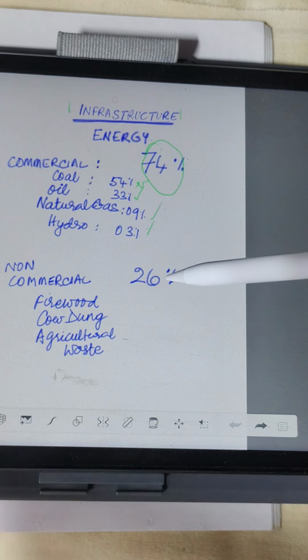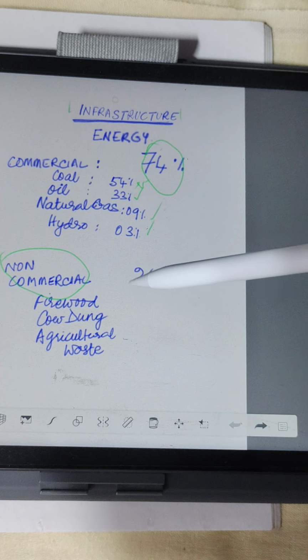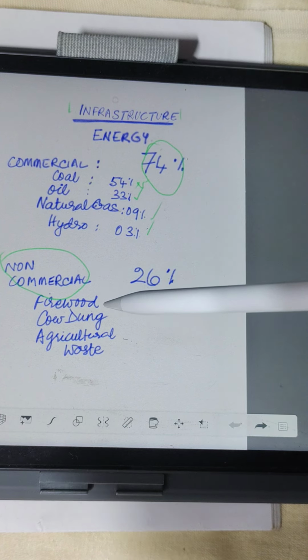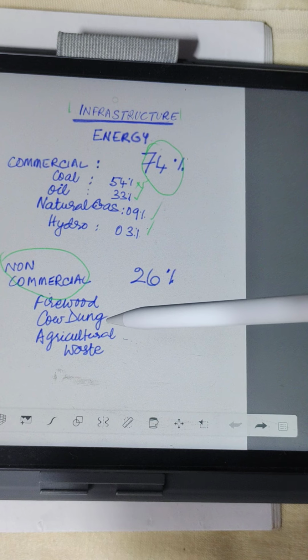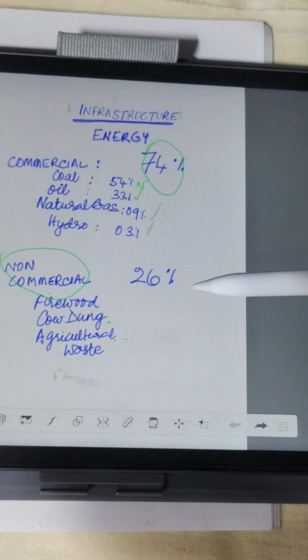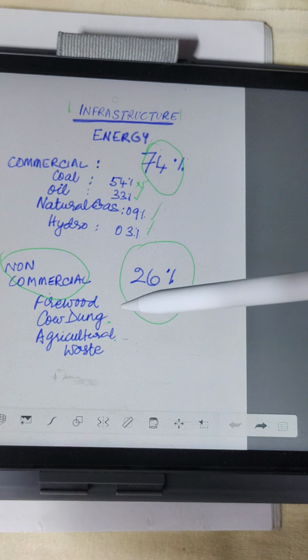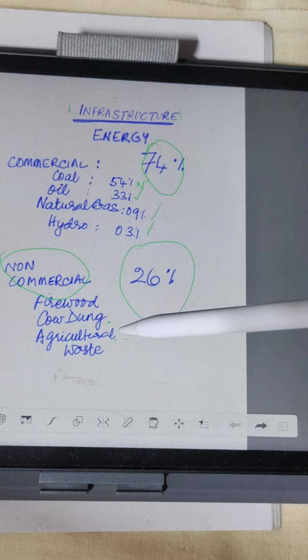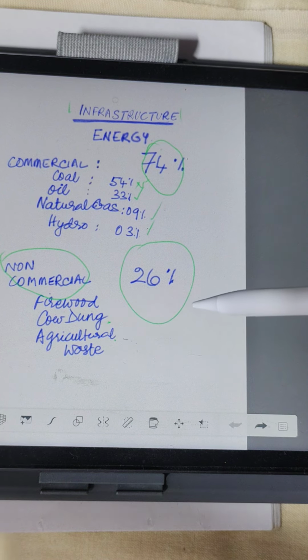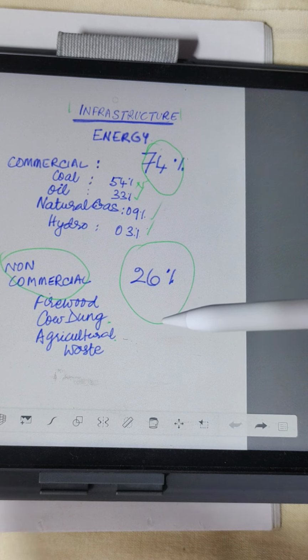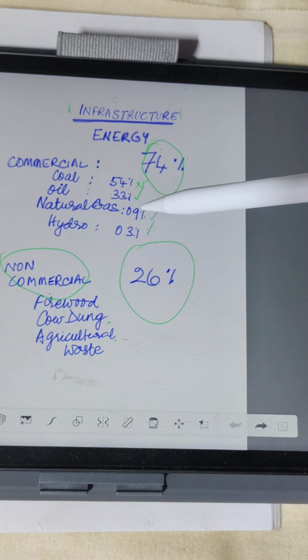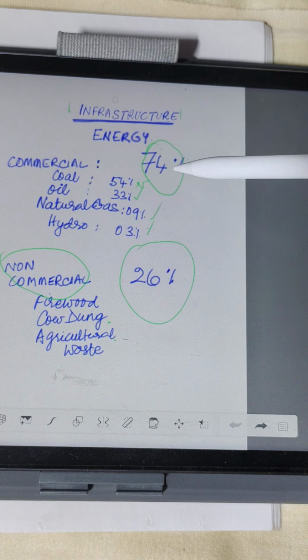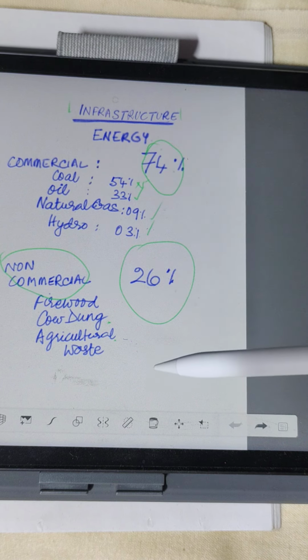Okay, non-commercial sources, these are the non-commercial sources. Non-commercial energy sources consisting of firewood, cow dung, and agricultural waste account for how much? 26% of the total energy consumption. This is a critical feature of India's energy sector. The critical feature of India's energy sector and its linkages to the economy is the import dependence on crude and petroleum products, which is likely to grow rapidly in the near future. So this is how you can see the breakup. Commercial energy 74%, non-commercial 26%.